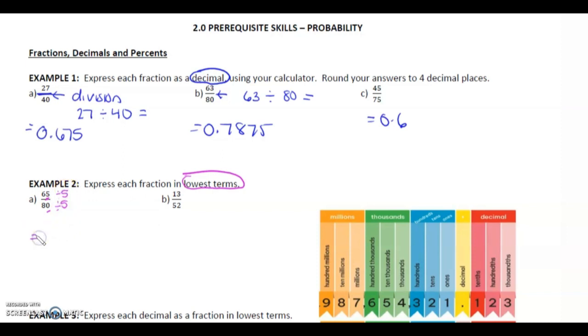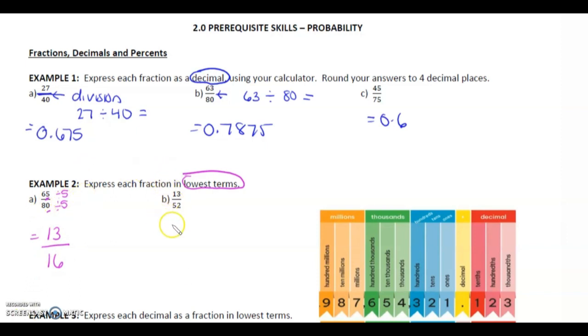And just to let you know, if you don't choose the most optimal number, that's okay. And then maybe in the next step, you're going to have to divide again. But that's okay. Just take those baby steps and it's fine. Okay, so 65 divided by 5, we get 13. And 80 divided by 5, we get 16.